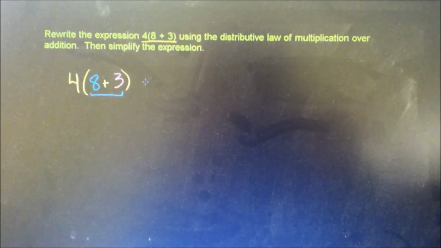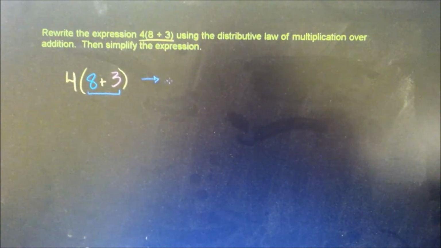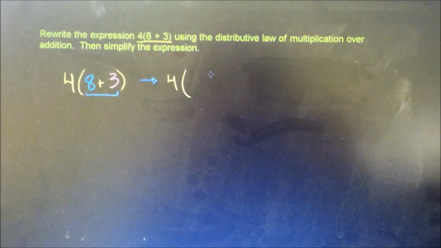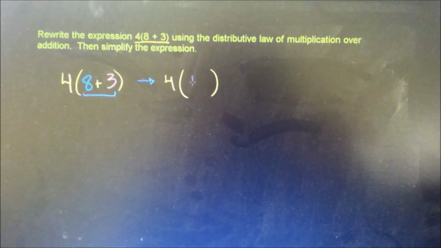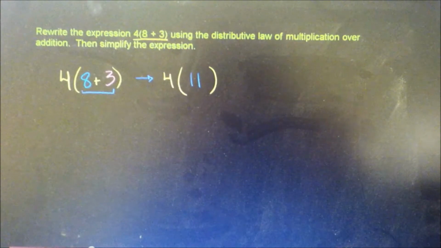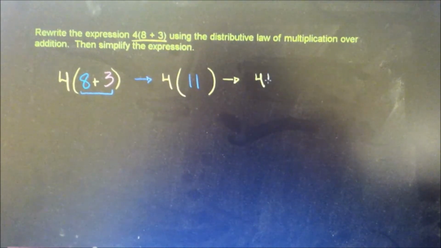So if we do that, we get 4 times, and in parentheses we have an 11. 8 plus 3 is 11. And then this is going to be equal to, well, 4 times 11 is just 44.